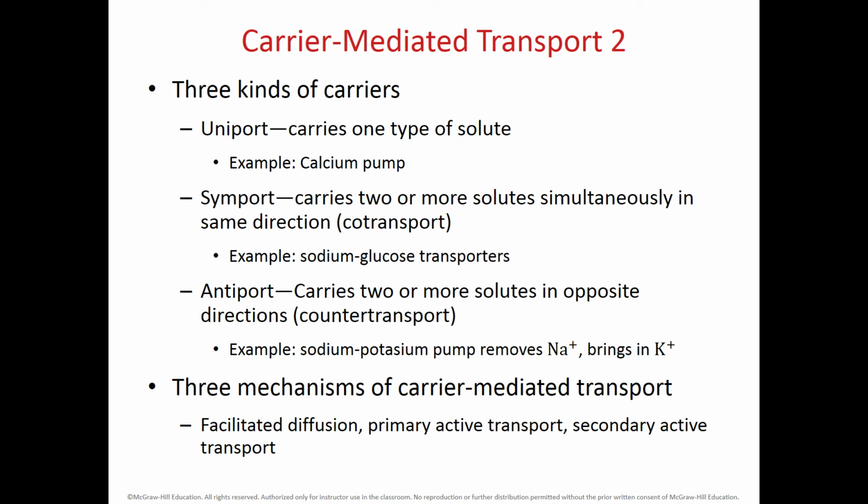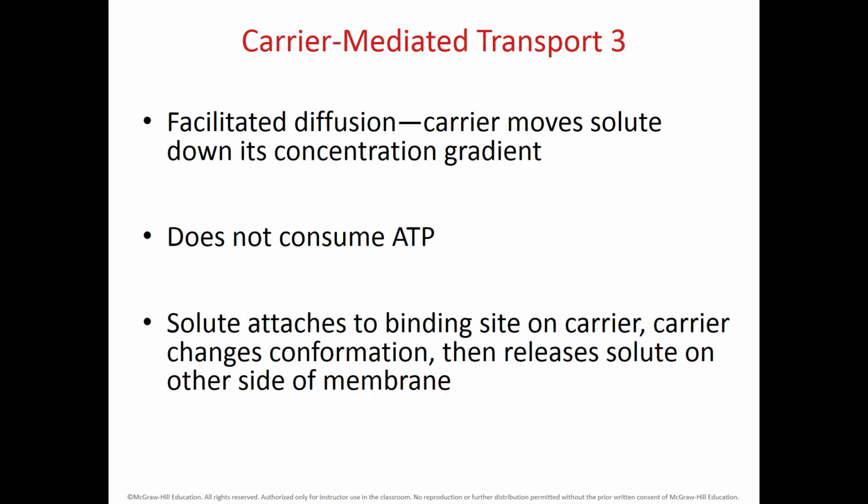And the 3 mechanisms of carrier-mediated transport: you have primary active transport and secondary active transport, and then you have facilitated diffusion. Sorry, facilitated diffusion doesn't use energy, so it doesn't consume ATP. Facilitated diffusion brings molecules from one side of the cell to the other using these carriers, down their concentration gradient until you reach an equilibrium, so from more to less.